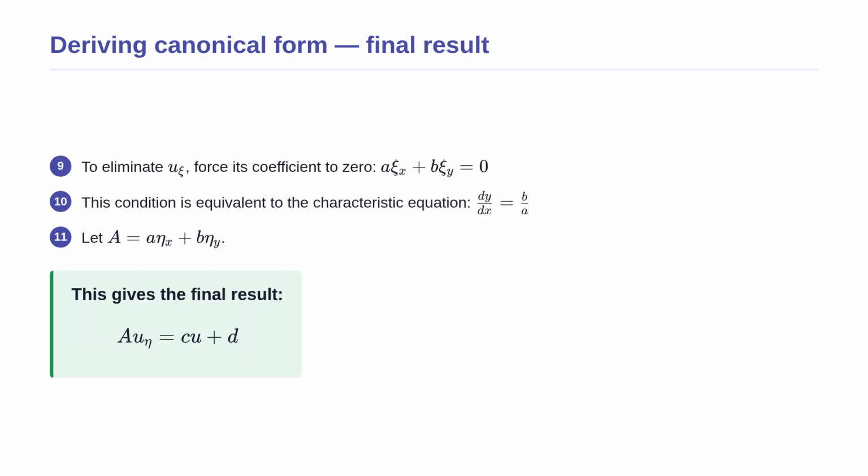This brings us to the final result of our derivation. To achieve the simplified canonical form, our goal is to eliminate one of the derivatives entirely. We do this by forcing the large coefficient in front of the xi derivative to be exactly equal to 0. From the established theory of differential equations, this specific condition is mathematically equivalent to solving the ordinary differential equation we saw earlier, the characteristic equation.